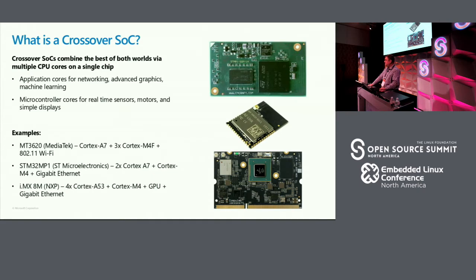There's the MediaTek MT3620. This is the chip my team has been working with for the last couple of years. It's a Cortex-A, three different Cortex-M4s for different purposes. Integrated 802.11 Wi-Fi. The middle picture there shows it's designed to be a connectivity module type thing where you might drop it onto an existing PCB and integrate it into your solution.